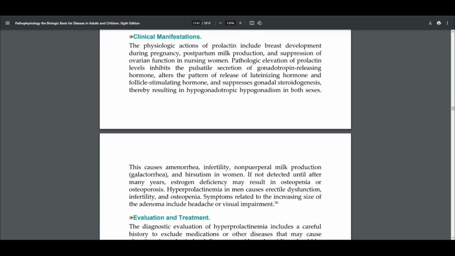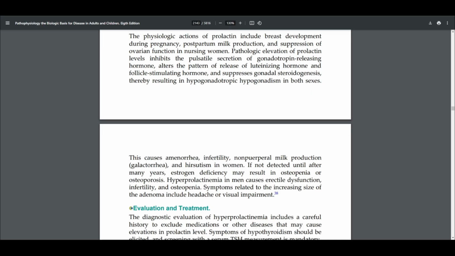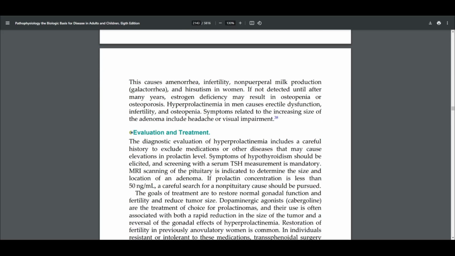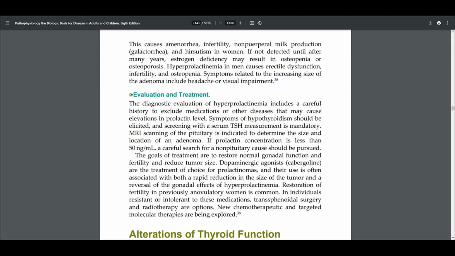This causes amenorrhea, infertility, non-puerperal milk production, and hirsutism in women. If not detected until after many years, estrogen deficiency may result in osteopenia or osteoporosis. Hyperprolactinemia in men causes erectile dysfunction, infertility, and osteopenia. Symptoms related to the increasing size of adenoma include headache or visual impairment.